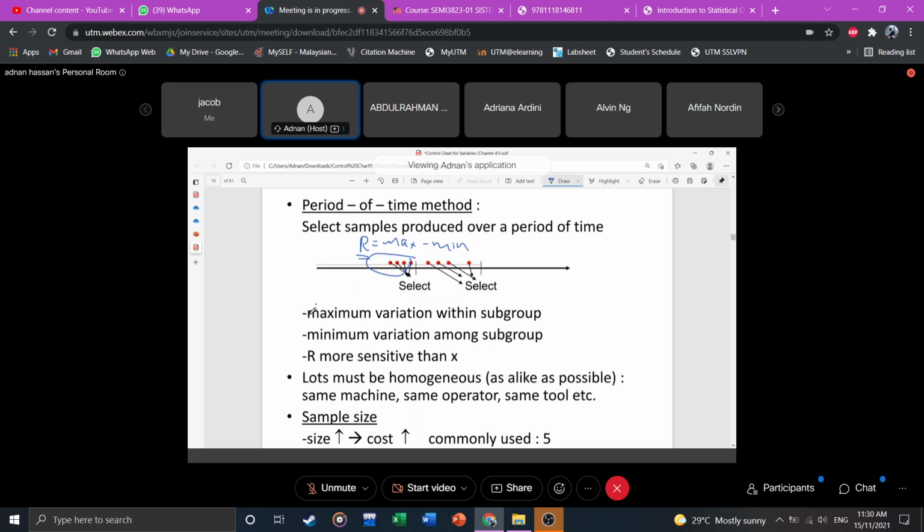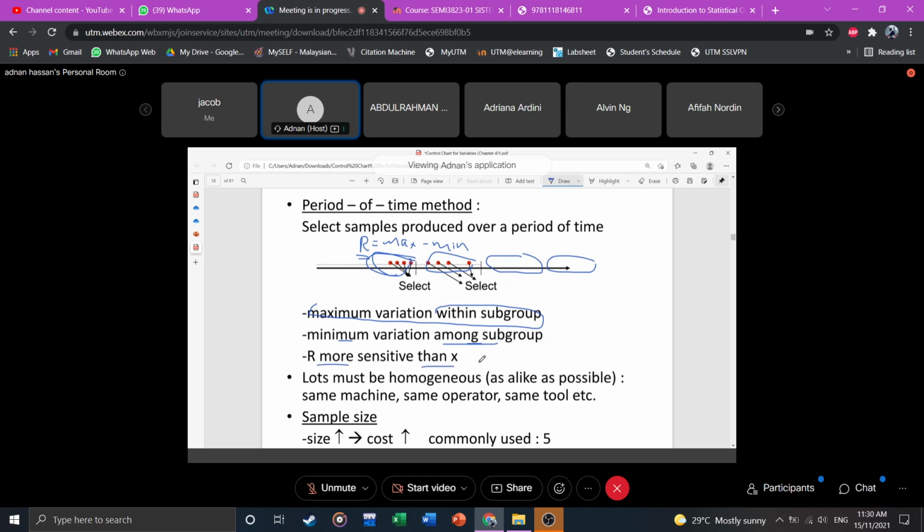So this is what we meant: maximum variation within subgroup, but minimum variation among subgroups. If you compare this group to the next group, to the next group, it's not so sensitive. Minimum variation among subgroups. So in this case, X bar chart is less sensitive than R chart.